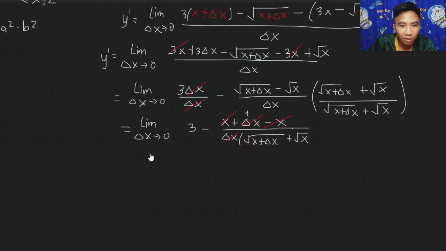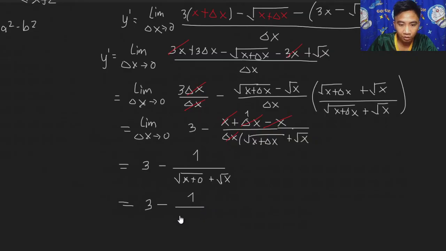So, pwede na natin i-substitute si limit. Tatanggalin na natin si limit. 3 minus 1 all over, ayan, square root of x plus 0, and x plus 0 plus square root of x. So simply just add them. We will now have 3 minus 1 all over 2 square root of x.